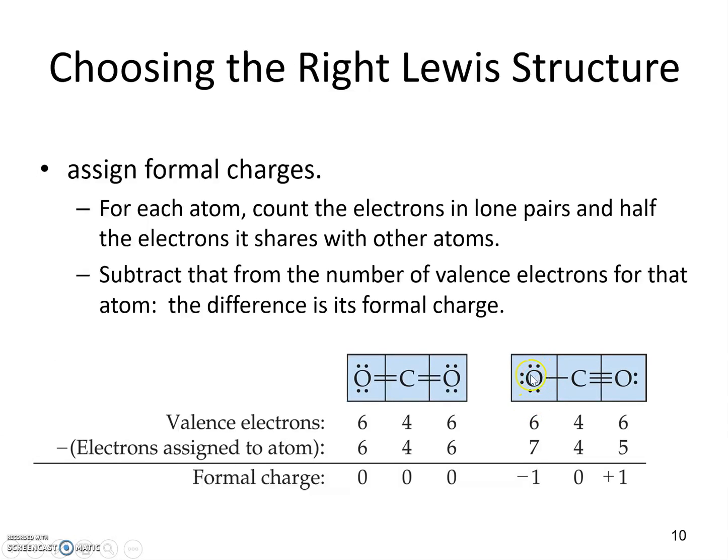However, if I examine the formal charges, this oxygen brought 6 electrons but has 7 assigned to it in the diagram, giving it a formal charge of -1. Carbon is still 4 and 4. It's fine like this. But this oxygen over here, it brought 6. It's only assigned 5, so it has a formal charge of +1.